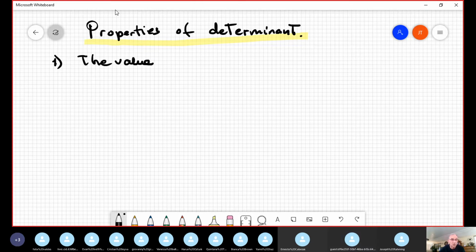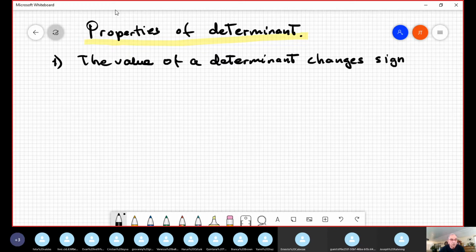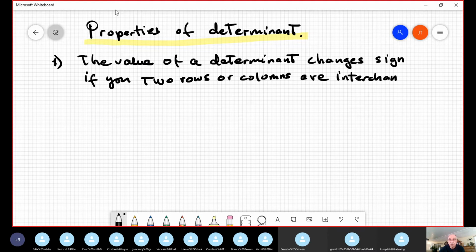the value of a determinant change sign if you interchange two rows or columns. Okay, let me explain using one example.